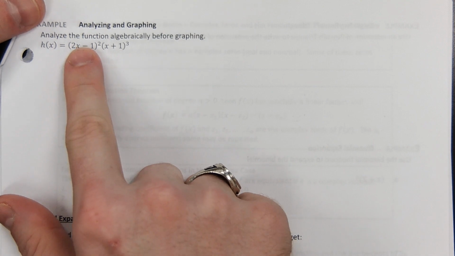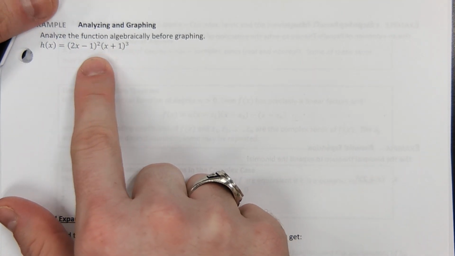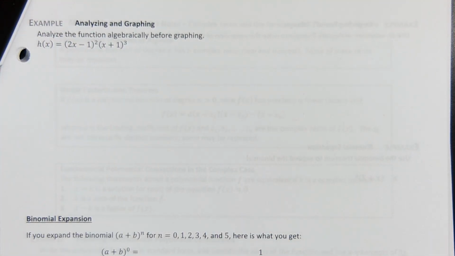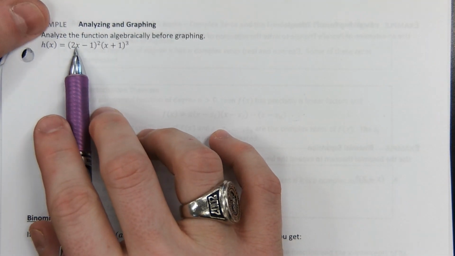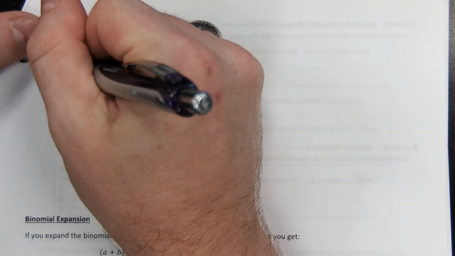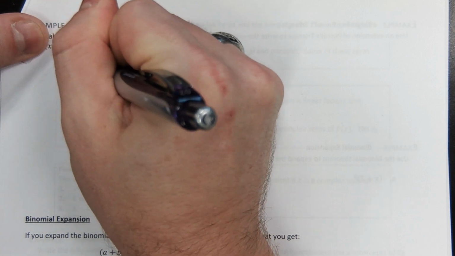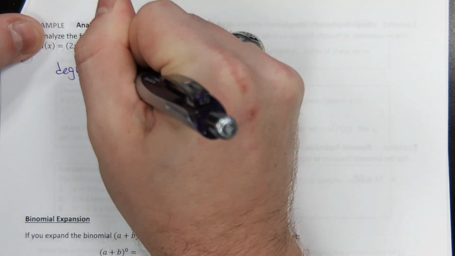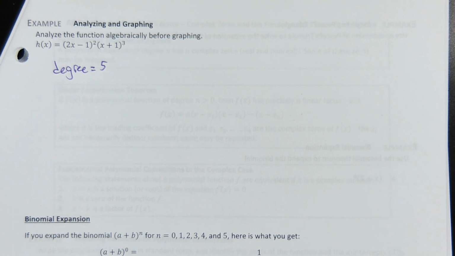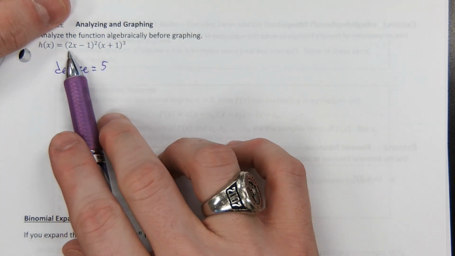If you were to do all the distributions, what would our degree be? Here would get me a square. Here would get me a cube. There it is, a 5. So we would have a 5th degree polynomial on our hands. And I just need to know if that leading coefficient would be a positive number or a negative number. It's positive, and here's why.